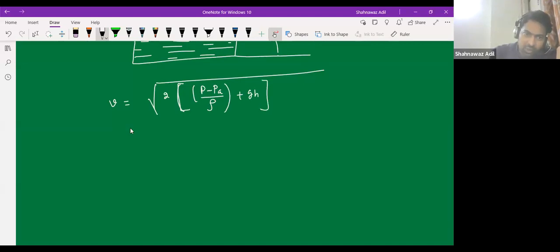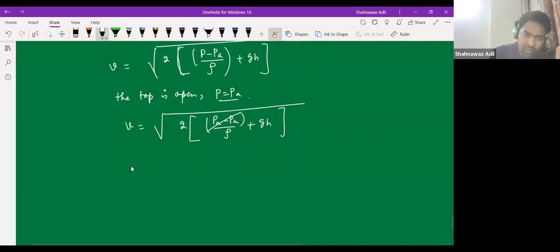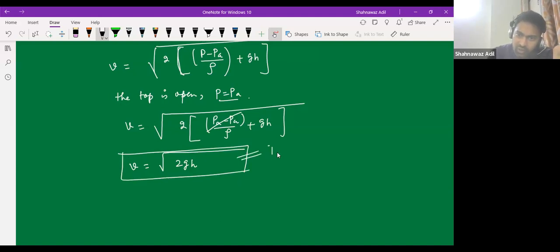So now if the top is open, we can write P equals PA, right? So this v would be root of 2 times (PA minus PA) divided by rho, plus 2gh. So this will cancel out and we will get what? This is root 2gh, right? So this is what is called Torricelli's law.